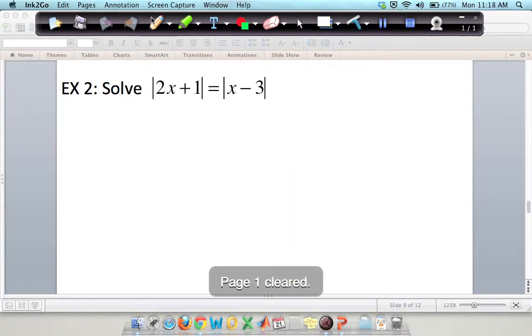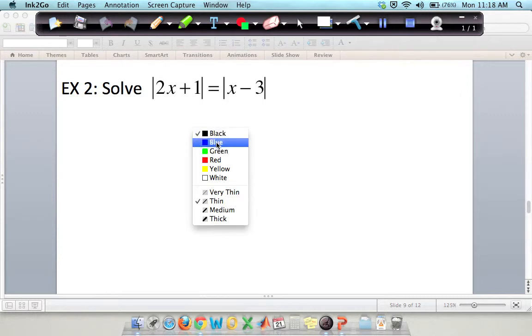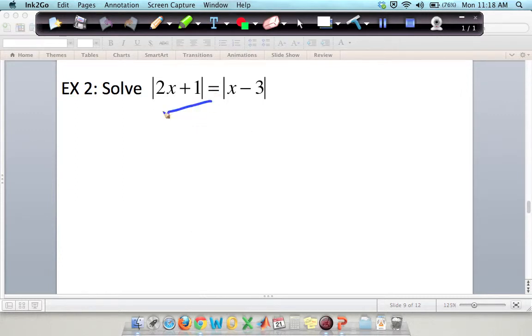Okay, this one is a little bit different in that I have an absolute value sign on both sides. So there's nothing to move outside of the absolute value sign. There's nothing to add, subtract. So when you have an absolute value set equal to an absolute value, you actually go ahead and set up your two equations. And it's the same thing. You're only going to negate one side of the equal sign. So I'm going to first solve when does 2x plus 1 equal x minus 3. And then I'm going to solve when does 2x plus 1 equal the negative of that whole thing, x minus 3.